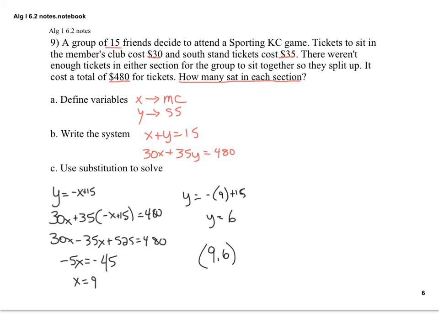All right, folks, you can tell that I have done the substitution, figured out what my x and my y values are going to be. You're capable of doing that calculation, but I wanted to come back and talk to you a little bit about what that means. We have 9 people sitting in the members club, and we have 6 people sitting in the south stands. So we would need to say some sort of sentence about that. And then that is how you would answer number 9.